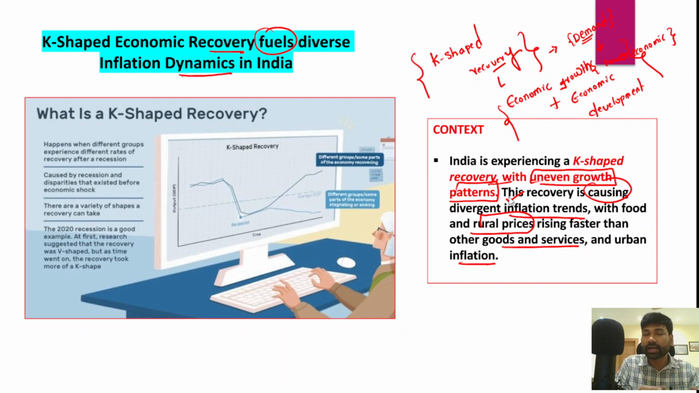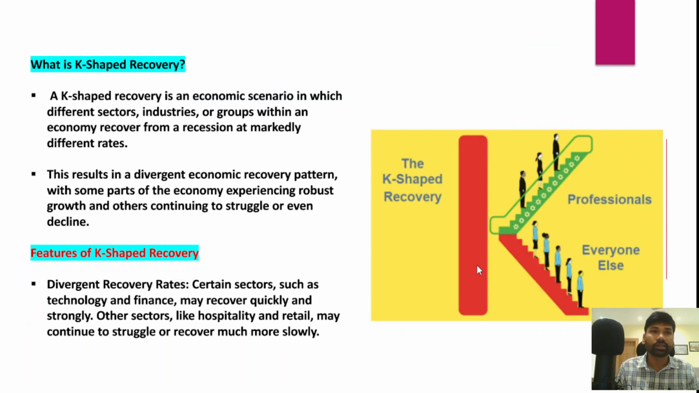If you look into these divergent inflation trends, because of the K-shaped recovery, food and rural prices are rising faster compared to other goods and services and even urban inflation. Now, what is the K-shaped recovery? As I have already explained, you can see this image. In K-shaped recovery, certain professionals can see growth, but on the other hand, some sectors are still facing the problem of recession. So uneven growth is known as K-shaped recovery.